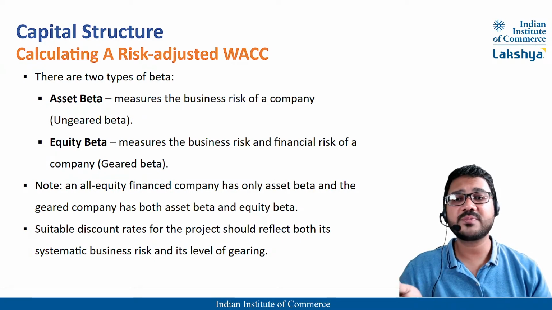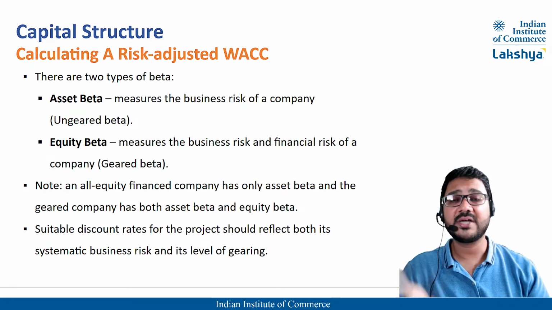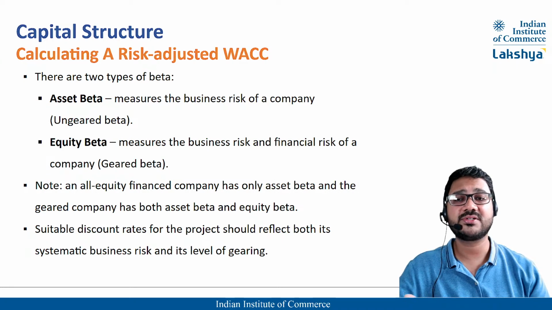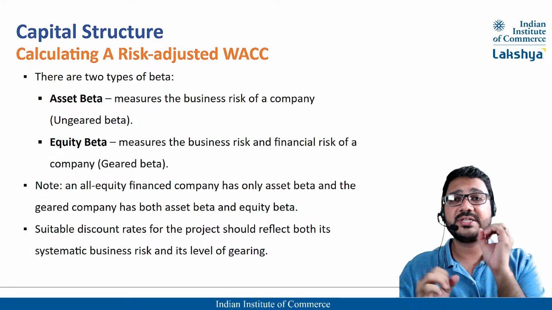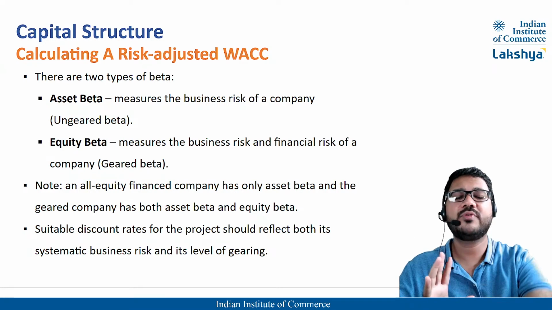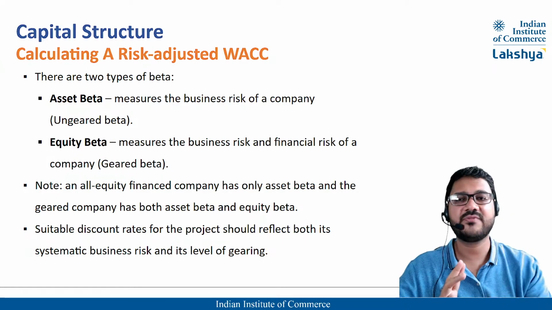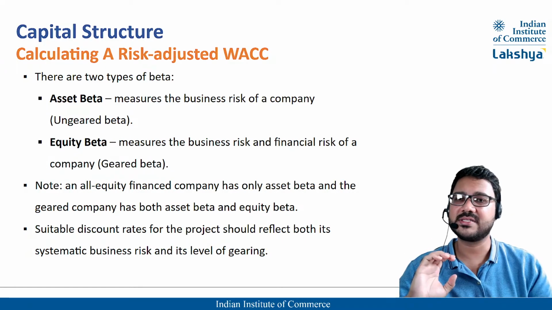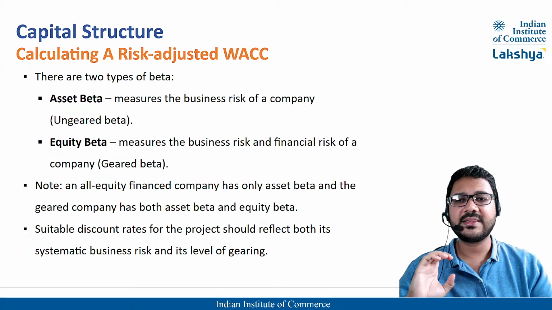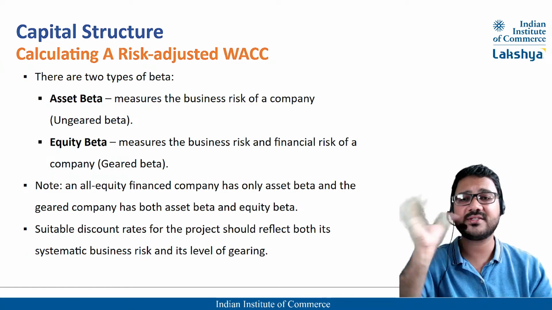Now, there are two types of beta. One is called the asset beta, which is the ungeared beta, which measures the business risk of the company. It is as if it is an all equity finance company, a zero debt company. You are removing all effect of financing from that beta, so whatever you are left with is the business risk alone. And then there is something known as equity beta, which is what we take in the CAPM model.